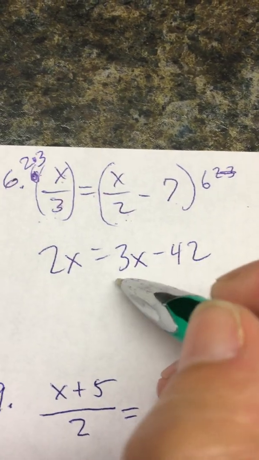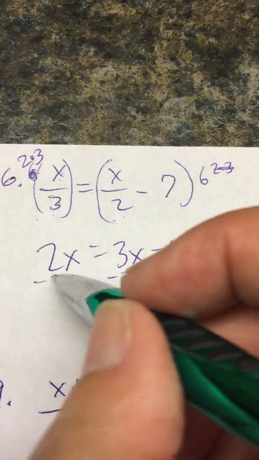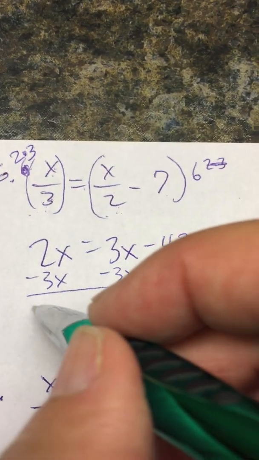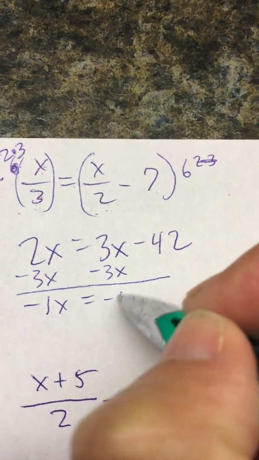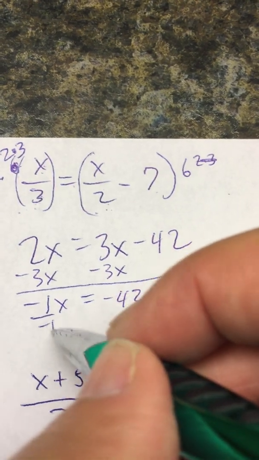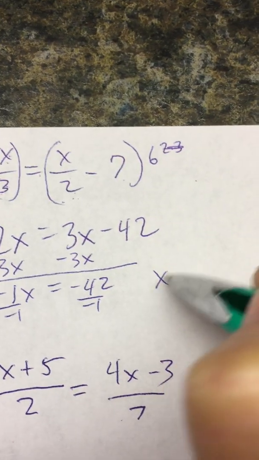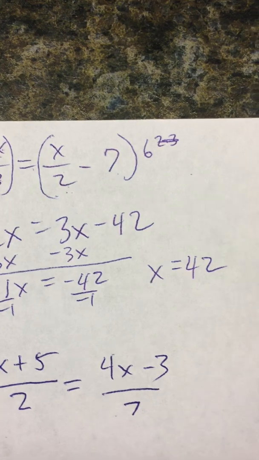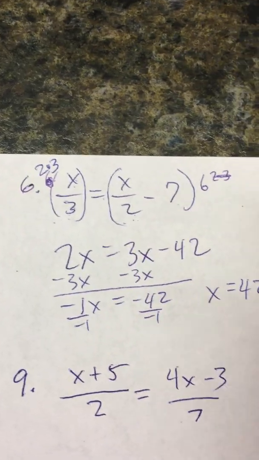Get x's all on one side, so I'm going to subtract 3x on both sides. I know normally I go the other direction, but I thought, what the heck. Minus 1x is equal to negative 42. We're going to divide by negative 1 to make it positive. And that means x is equal to a positive 42. Voila, there we go on that one. So that was, what, number 6? Yeah, that was number 6.